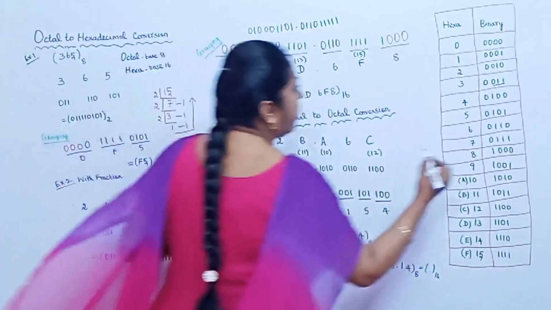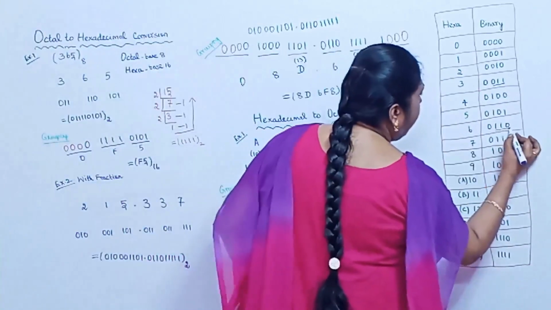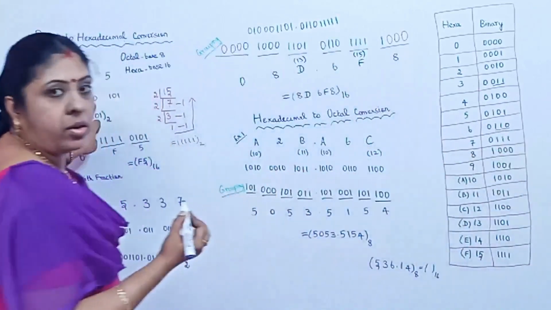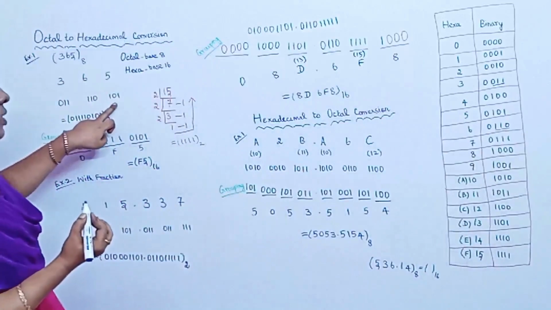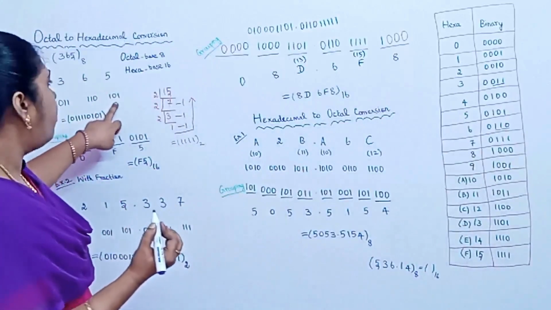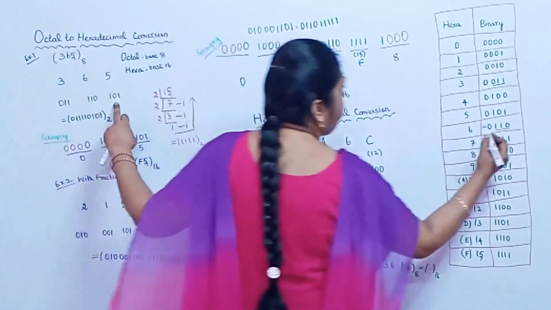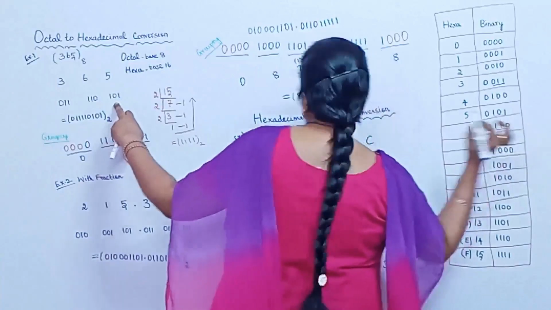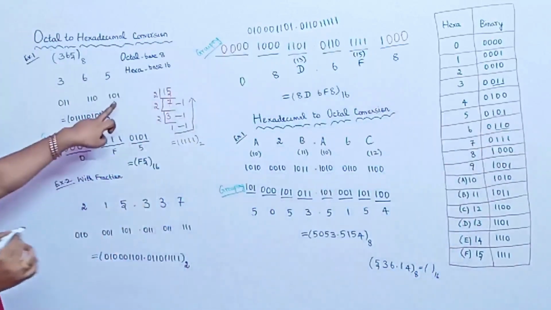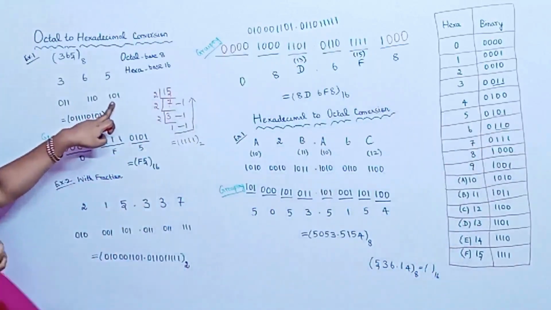Similarly, for 6, it is substituted as 110. Similarly, for 5, it is represented as 101.